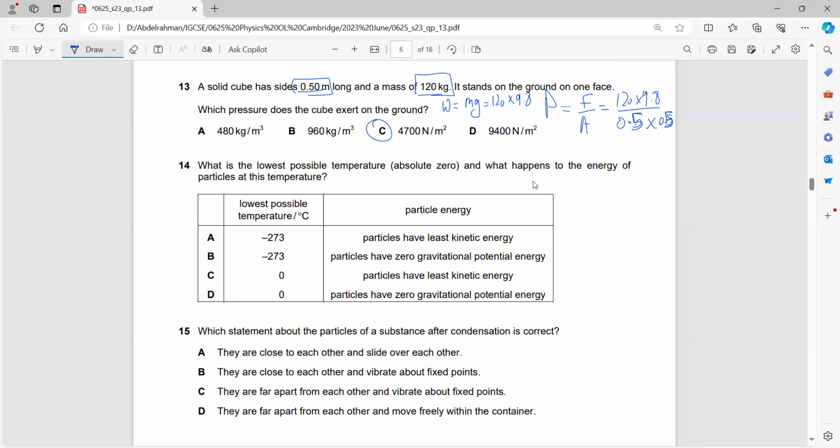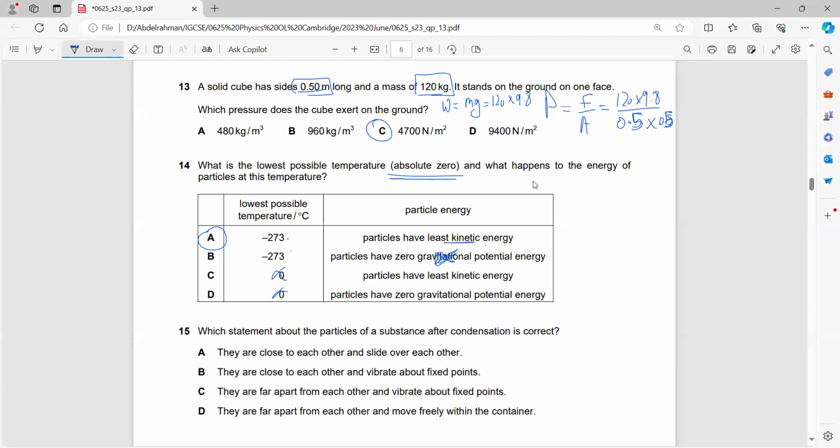What is the lowest possible temperature? Absolute zero. And what happens to the energy of the particles at this temperature? It definitely cannot be C or D. Negative 273. Particles have the least kinetic energy. It doesn't have zero gravitational potential energy. It has zero or the least kinetic energy possible. That's what we call absolute zero: least possible kinetic energy.